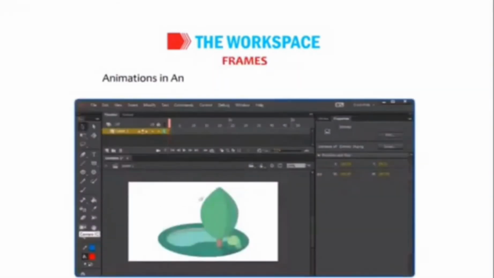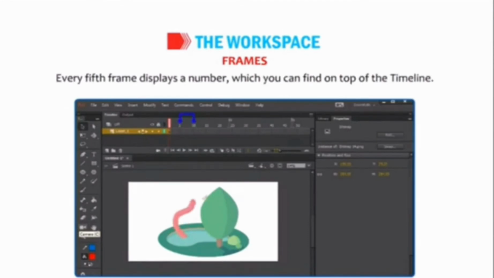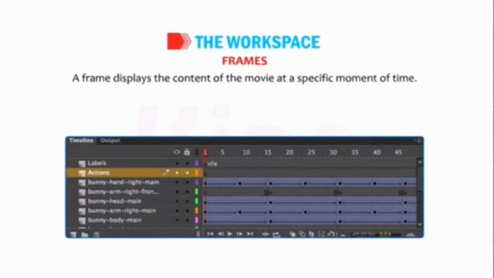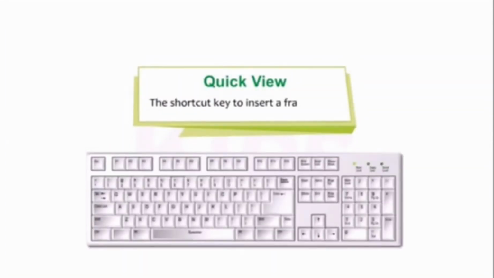Frames. Animations in Animate are created with the help of frames. Frame is defined as the little rectangular cells that appear on the timeline. Every 5th frame displays a number which you can find on top of the timeline. Like films, Animate document divides the length of the time into frames. A frame displays the content of the movie at a specific moment of time. Let us take a quick view. The shortcut key to insert a frame is F5.